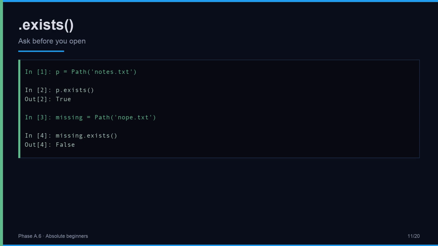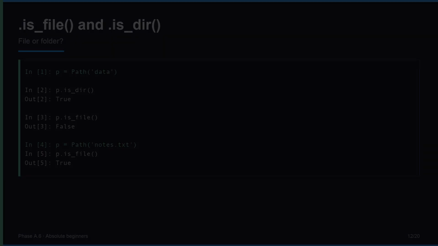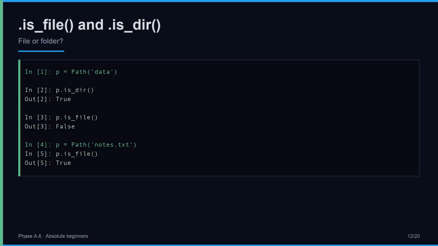That is the object-oriented style you see everywhere in modern Python. Ask if it exists. Sometimes exists is not enough, you need to know what kind of thing a path points to. Is it a file, or is it a folder? is_file returns true only for regular files. is_dir returns true only for directories. Use them together with exists to make safe decisions.